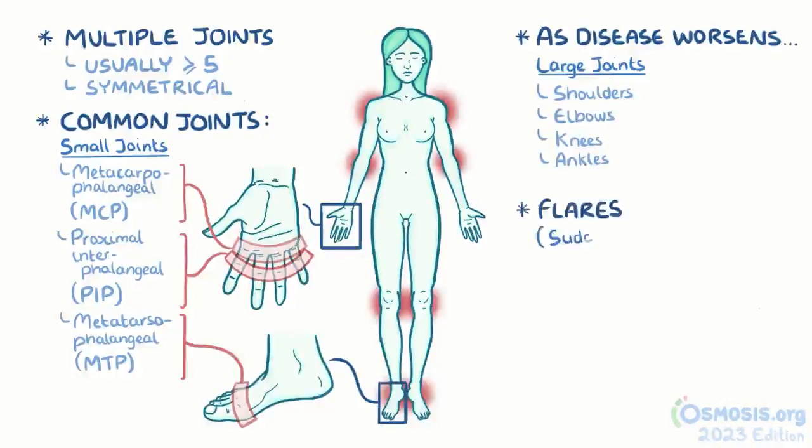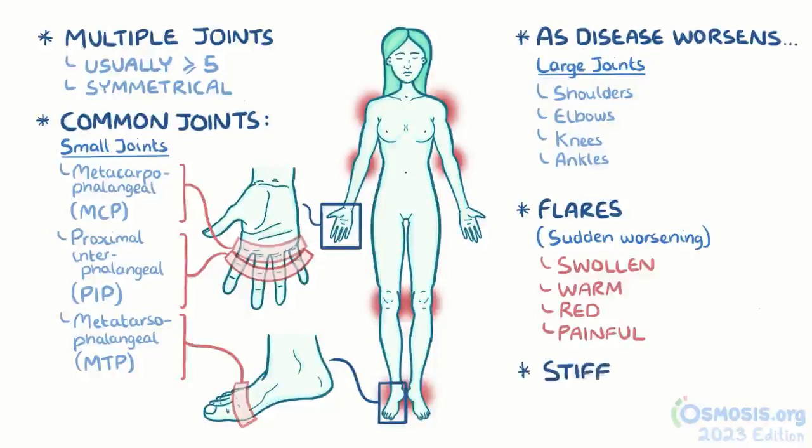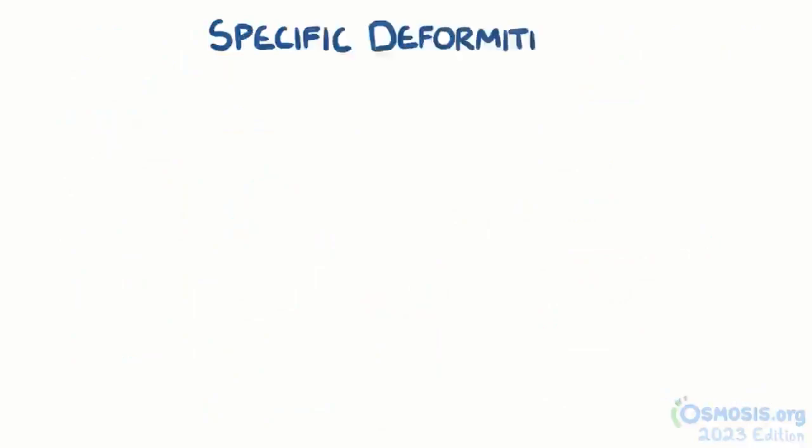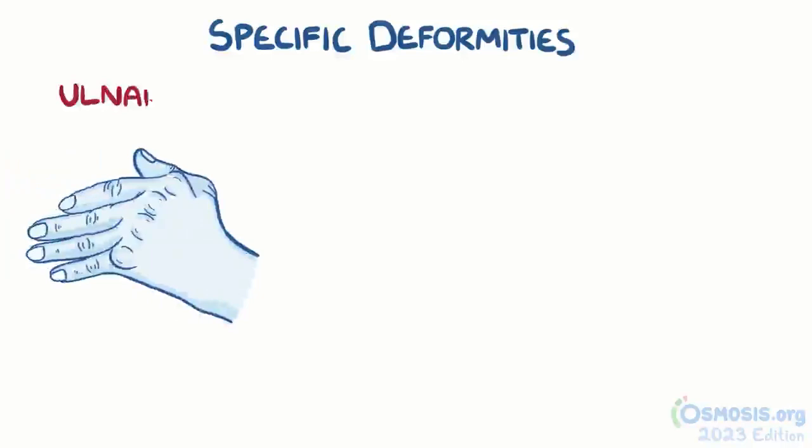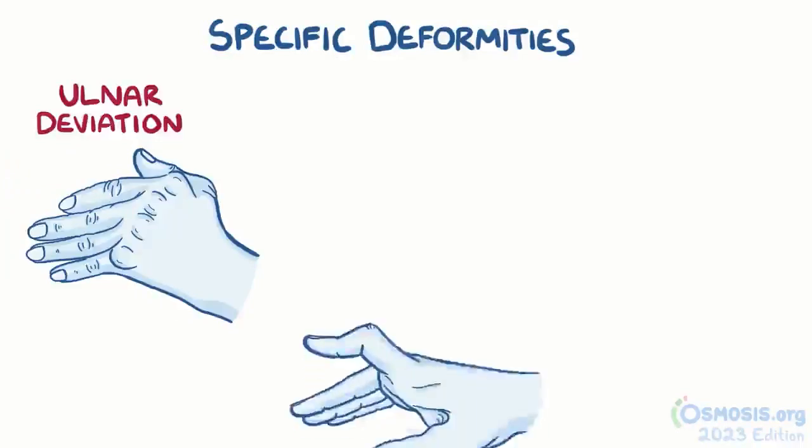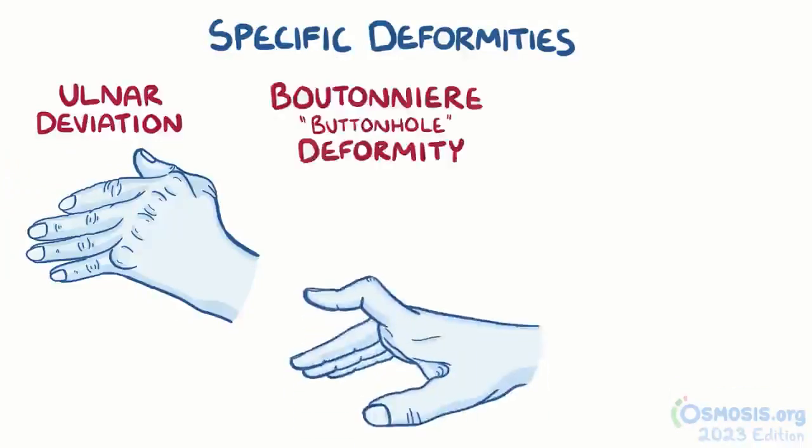During flares, or sudden worsening of the disease, the affected joints get extremely swollen, warm, red, and painful. Over time, they become stiff, especially in the morning or after being inactive for a prolonged period of time. People with rheumatoid arthritis may develop specific deformities, usually of the metacarpal phalangeal joints of the hand, such as ulnar deviation of the fingers. Deformities are also common in the interphalangeal joints, such as the so-called boutonniere or buttonhole deformity.